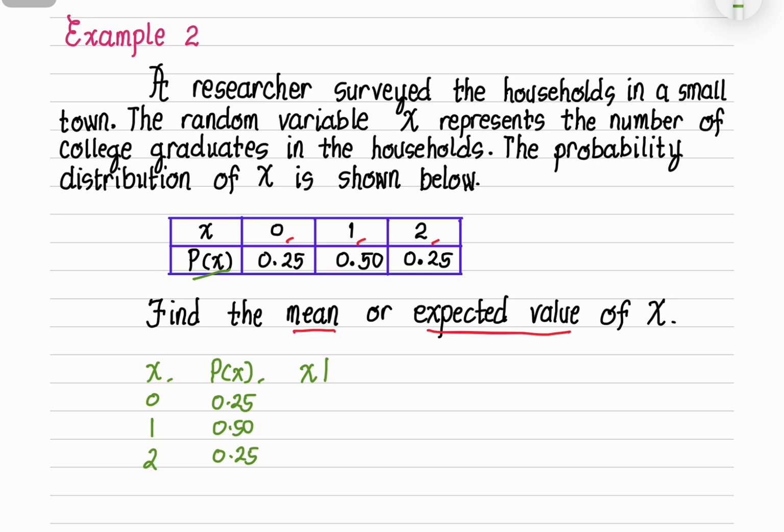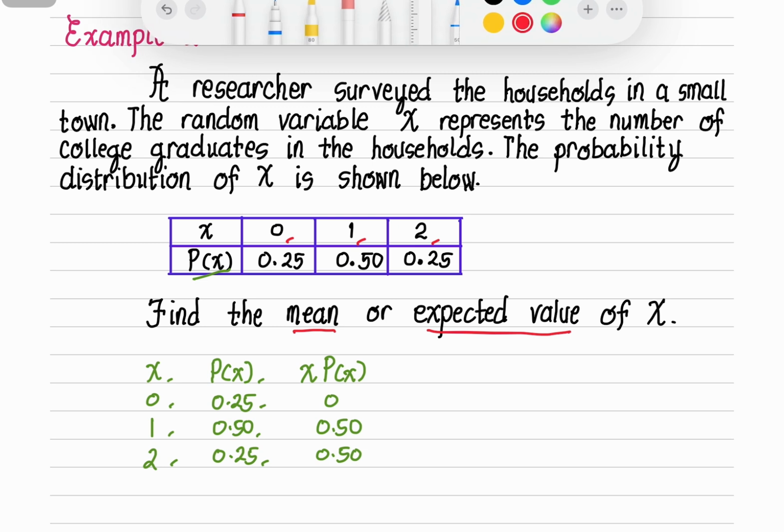And then, afterwards, the next thing to do ay get the product of x times p of x. So, another column tayo, x times p of x. Okay? So, x times p of x. So, 0 times 0.25, 0, right? 1 times 0.5, of course, 0.5 yan. Or 50, 0.50. 2 times 0.25, that is equal to, very good, 0.50.